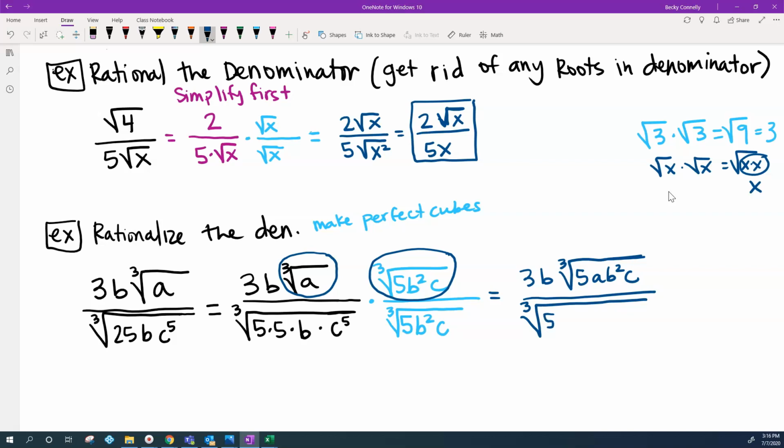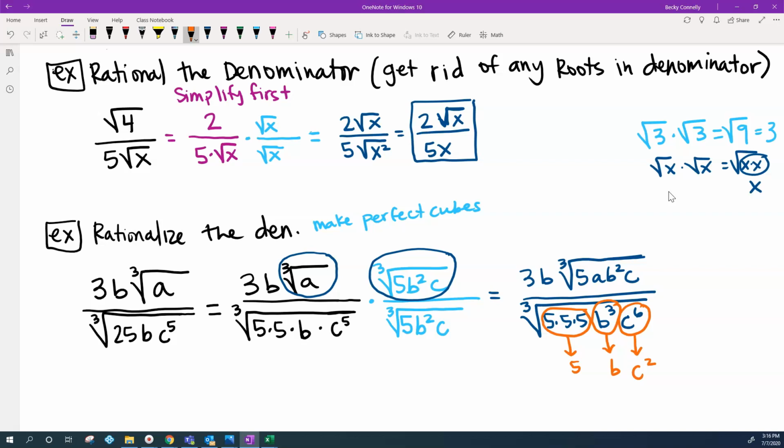So I have 5 times 5 times 5, and then I've got a b to the third and a c to the sixth. So these 3 5s get to come out as a 5. This b to the third comes out as a b. Remember, I need 3 of the same in order for those to come out. And then this last one, c to the sixth, there's 2 groups, so that would be c squared.